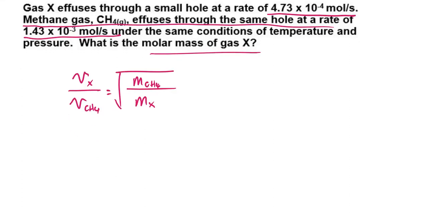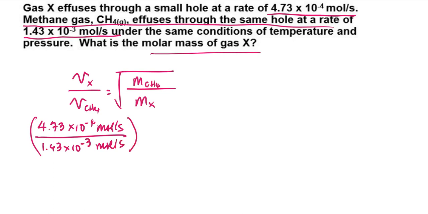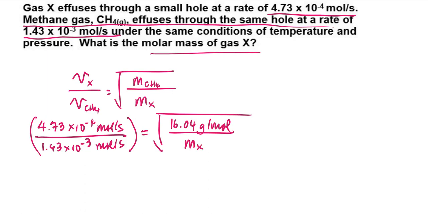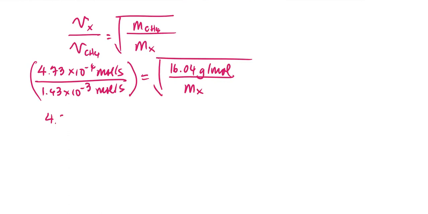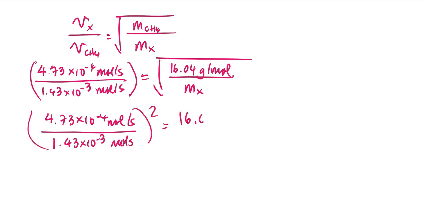According to our relationship that we just derived, the velocity of X over the velocity of methane should equal the square root of the molar mass of methane divided by the molar mass of particle X. If I plug in my rates, 4.73 times 10 to the negative 4 moles per second divided by 1.43 times 10 to the negative 3 moles per second, that's going to equal the square root of the molar mass of methane, which is about 16.04 grams per mole, divided by the molar mass of particle X. If I square both sides, I get that equal to 16.04 grams per mole over the mass of X. If I solve this expression for the mass of X, I should get about 146 grams per mole.